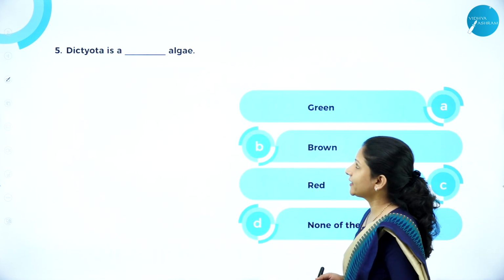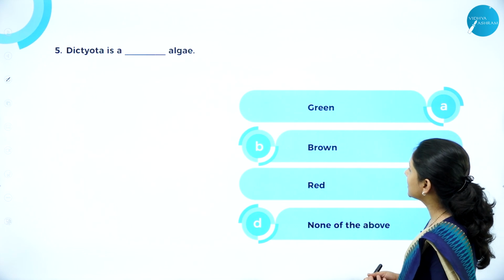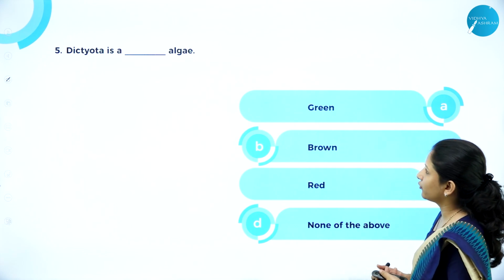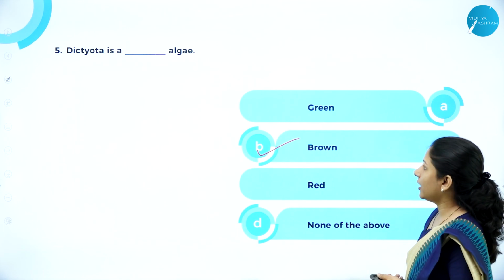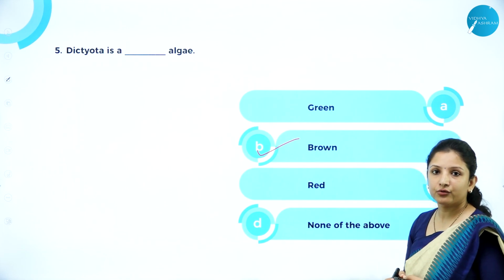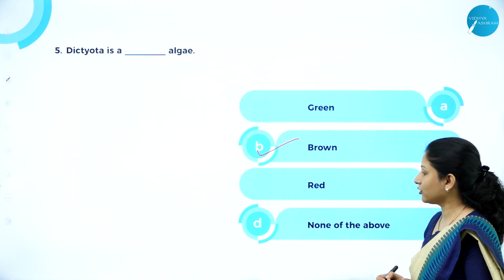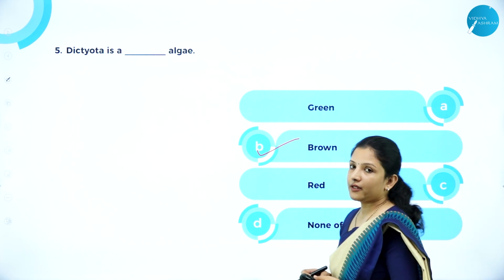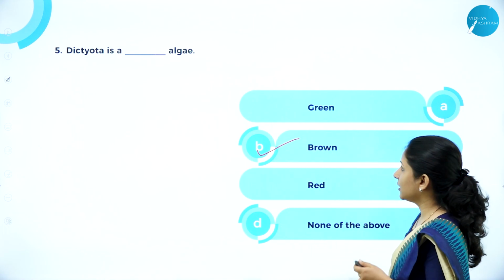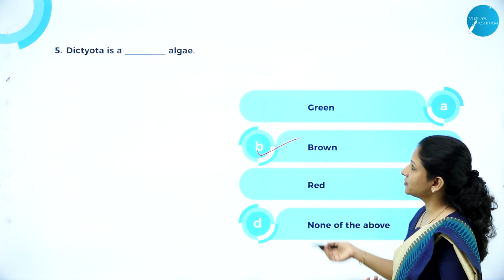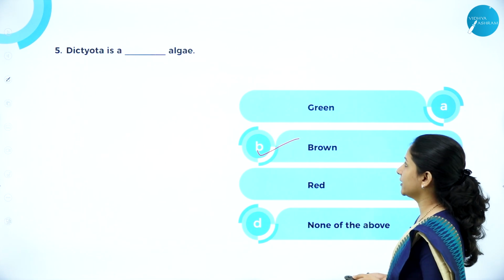Next, Dictyota. Dictyota is a dash algae. Is it green, brown, red? None of the above. So Dictyota is a brown algae. Green algae we have Chlorella, Ulothrix, Spirogyra, Volvox and all that. Red algae we have Gracilaria, Gelidium, all that comes under red algae. So therefore the answer here is Dictyota is a brown algae.